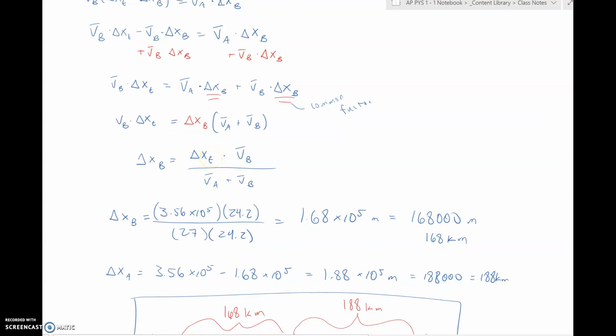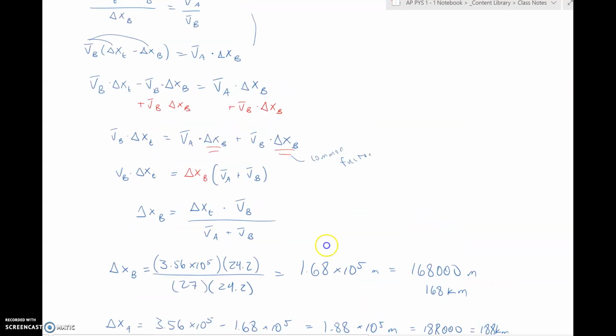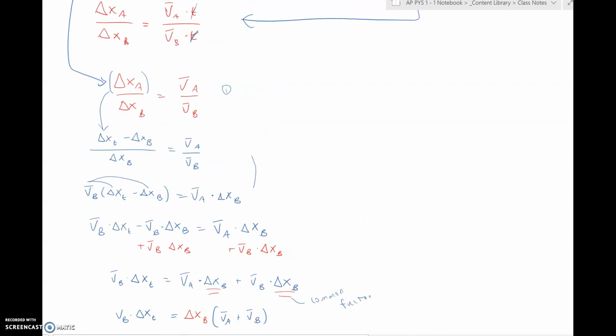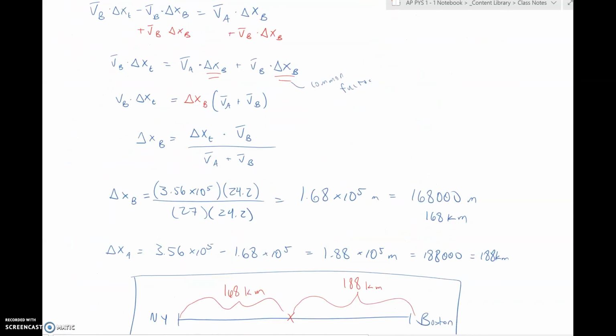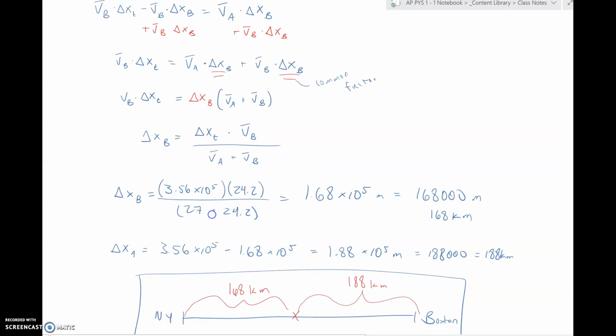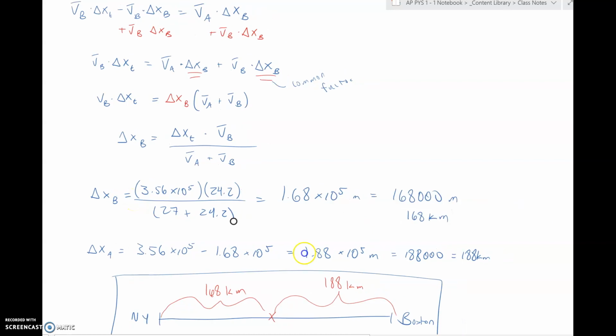And we actually know all of these quantities. We found delta x T, that's the total displacement. We found that right up at the beginning. We also know the velocity of A, found that earlier, and the velocity of B, we found that earlier. And I miswrote this here. These aren't multiplied, but added. And then we can just go ahead and type this all into the calculator, and we'll get our 1.68 times 10 to the 5th, which is the displacement of train B. That is the train that goes from New York toward Boston. So that's what we're seeing right here.